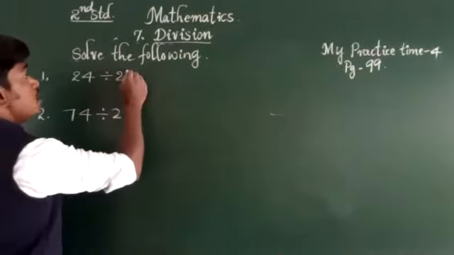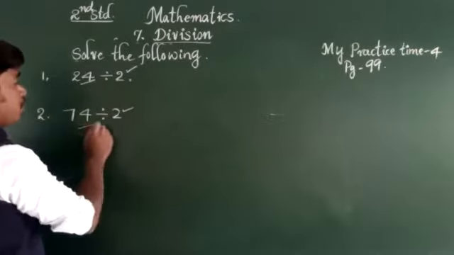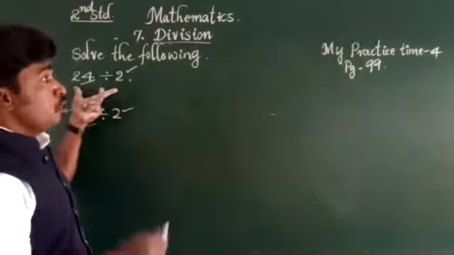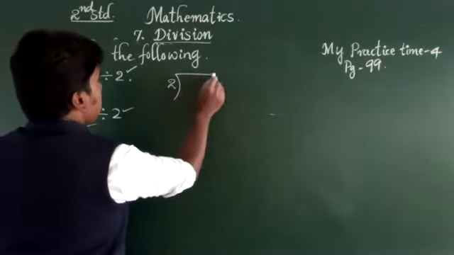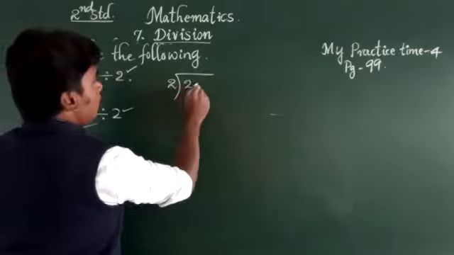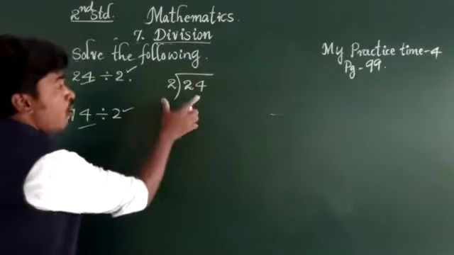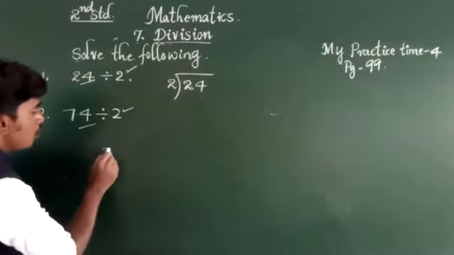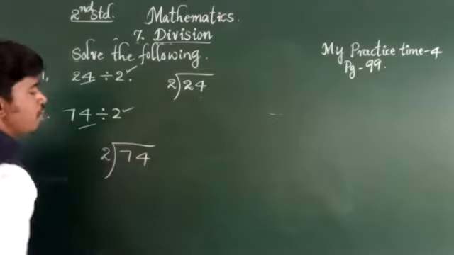Here 2 is the divisor, this 2 is the divisor. 24 and 74 are the dividend. If they have given it like this, you should write it. 2 is the divisor and 24 is the dividend. You can write it in this way. Here also you can write 2 is the divisor and 74 is the dividend.